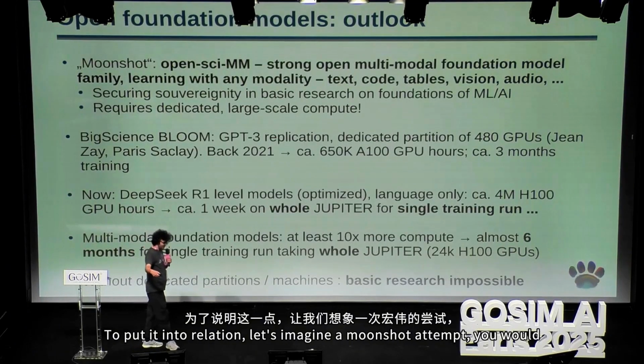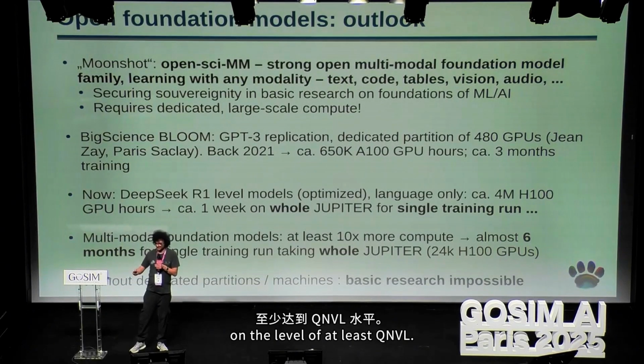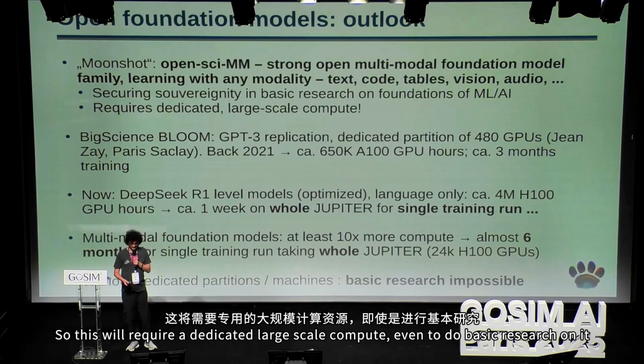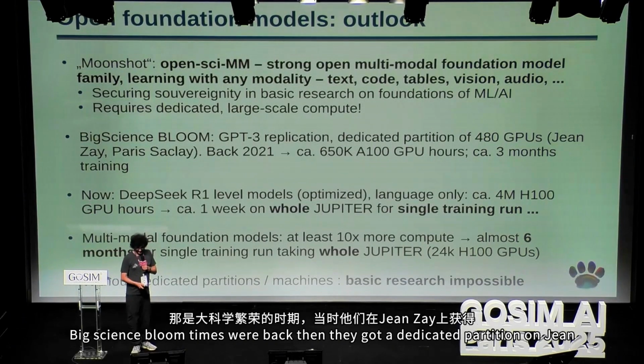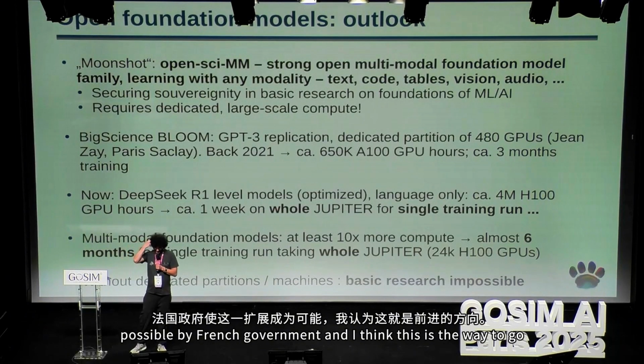To put it into relation, let's imagine a moonshot attempt. You would like to have a strong open multimodal foundation model family, maybe on the level of at least Qwen-VL. This will require dedicated large-scale compute, even to do basic research on it. BigScience BLOOM back then got a dedicated partition on Jean Zay, with 480 GPUs, and an extension of it was made possible by the French government, and I think this is the way to go.